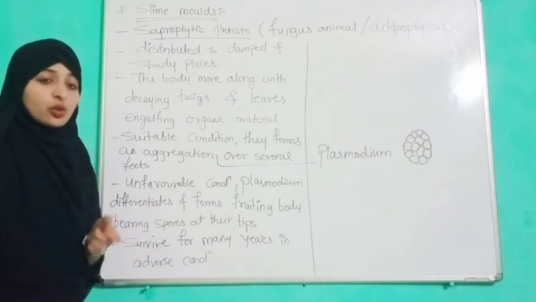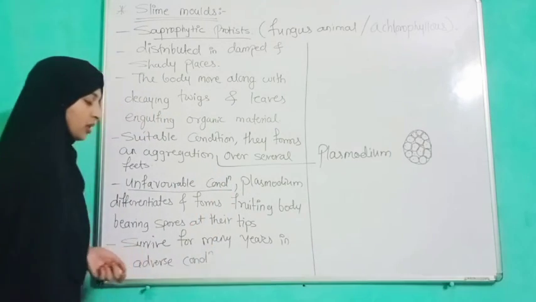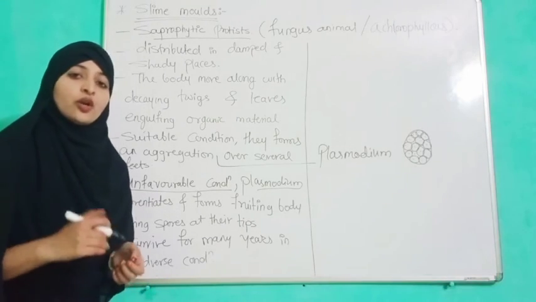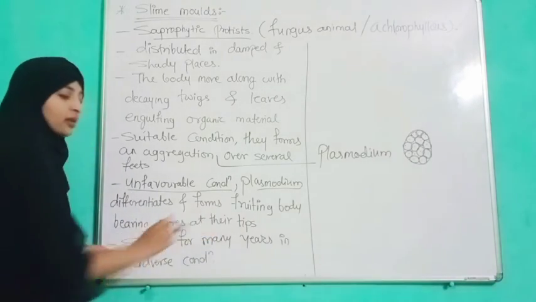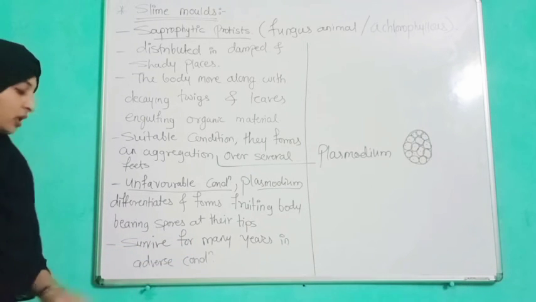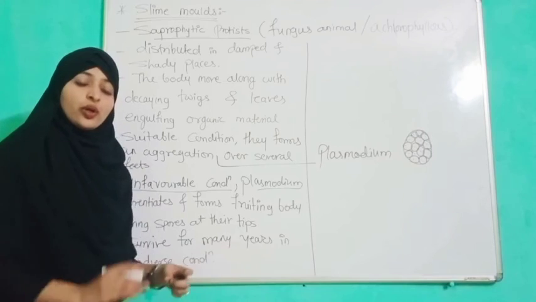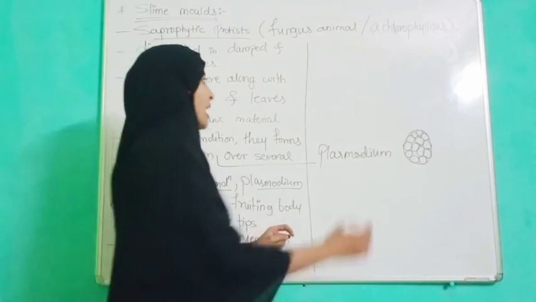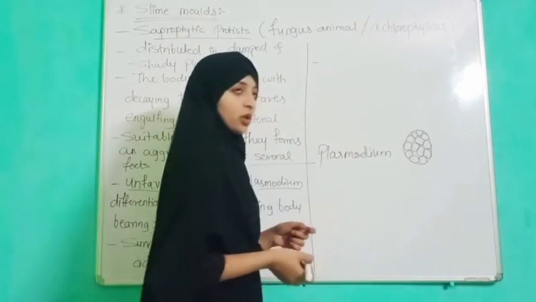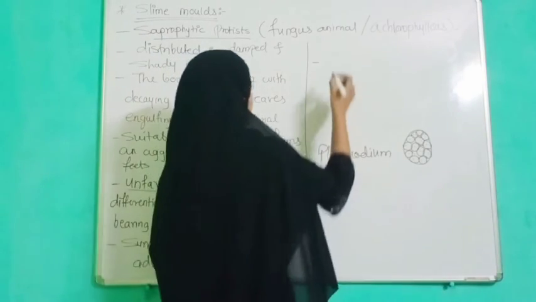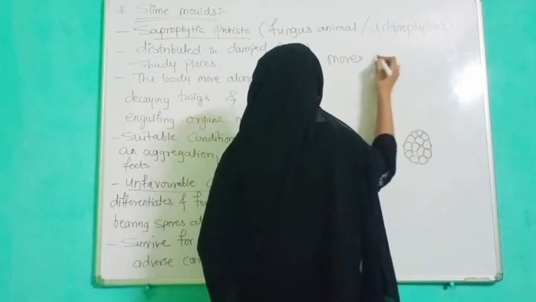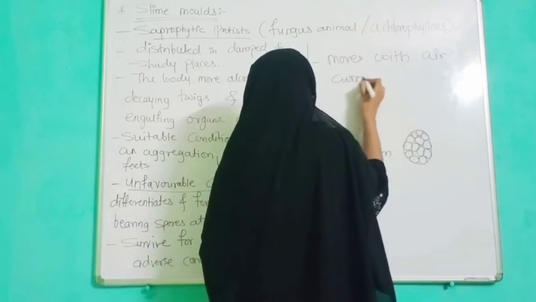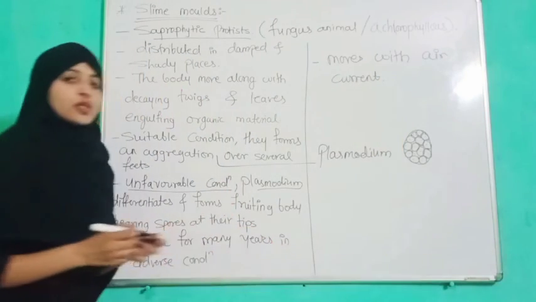If the condition is unfavorable, then this plasmodium differentiates and forms a fruiting body which bears spores at the tips. They survive for many years in adverse conditions, in harsh and extreme conditions. These spores can also move with air currents. So this was about the slime mold.